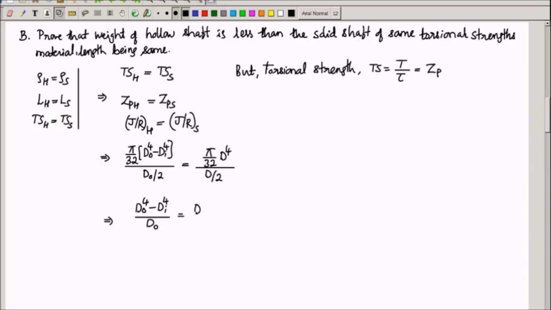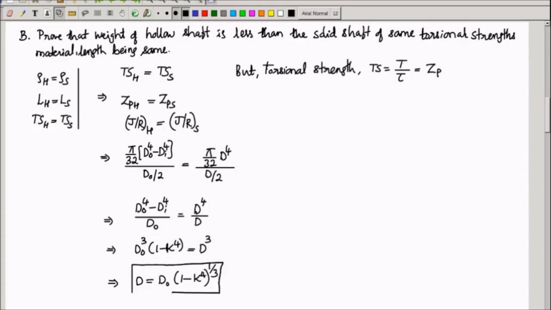On the right side it will be d power 4 by d, and you can write the left side as d naught cube into 1 minus k power 4. I'm substituting the ratio of di by d naught as k, and I'm cancelling one of the d naught, so it becomes d naught cube. The right hand side becomes d cube. I can write this as d is equal to d naught into 1 minus k power 4 under cube root. So we got a relationship between the diameters of the two shafts. Okay, d is equal to d naught into 1 minus k power 4 under cube root.